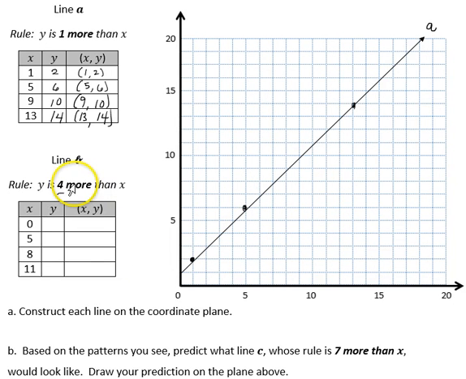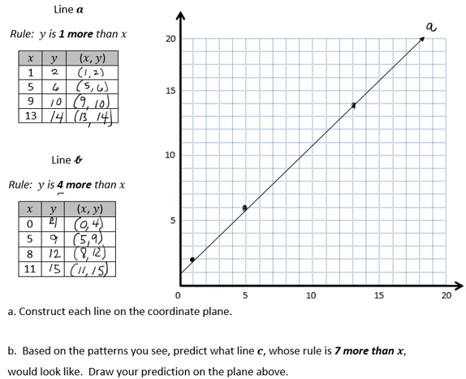Moving down to the next chart, the rule is y is 4 more than x. So if x is 0, y would be 4. And the ordered pair would be 0, 4. If x is 5, y would be 9. 4 more than 5 is 9. So the ordered pair is 5, 9. If x is 8, y would be 12. The ordered pair is 8, 12. And if x is 11, the y would be 15. The ordered pair is 11, 15.